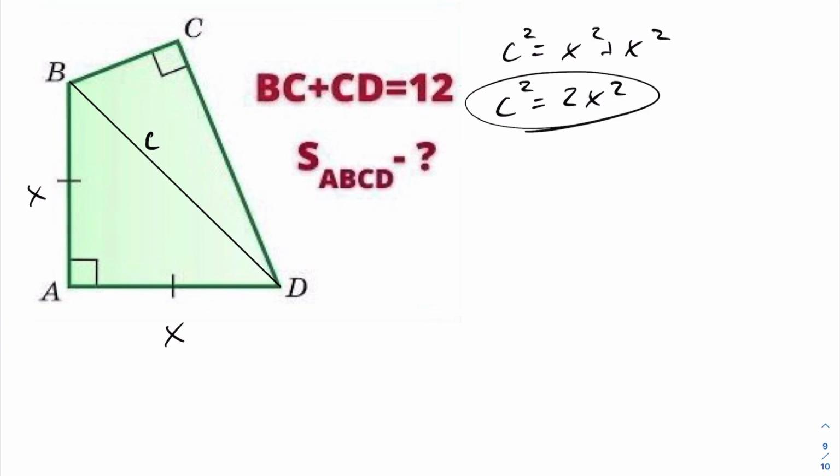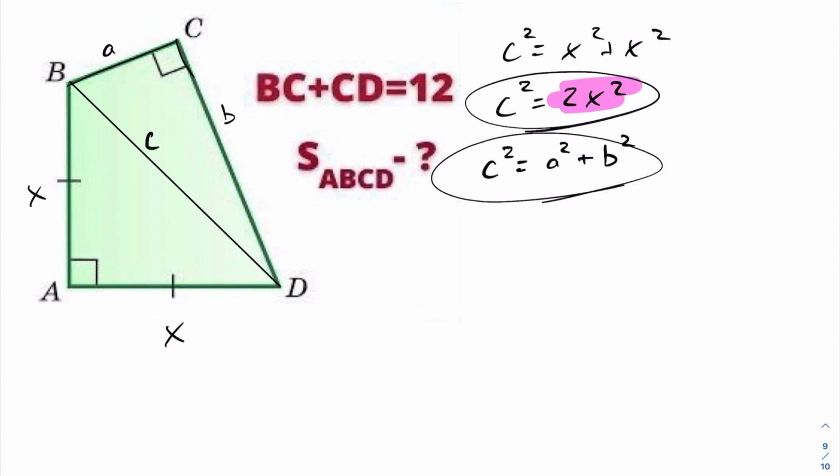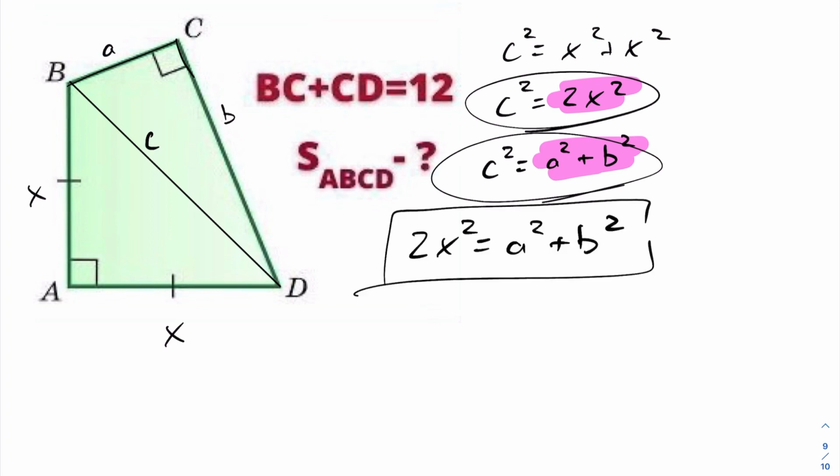But if I view the top right angle triangle here, I then know that C squared will be the sum of the squares of these legs of the triangle. So I'm going to go ahead and label this. Let's just call this A and B. So I know C squared is also going to equal A squared plus B squared here. Therefore, 2x squared equals A squared plus B squared. So at least we have a relationship now between our x's, our A's, and our B's.